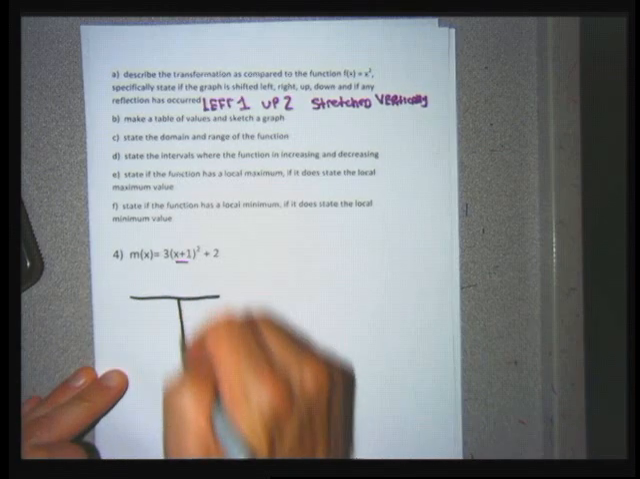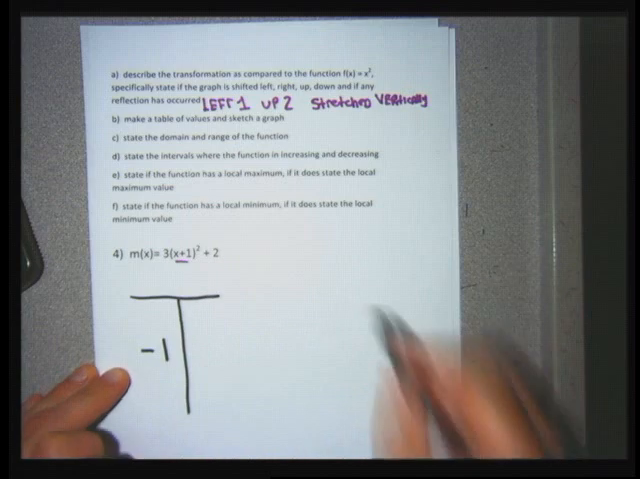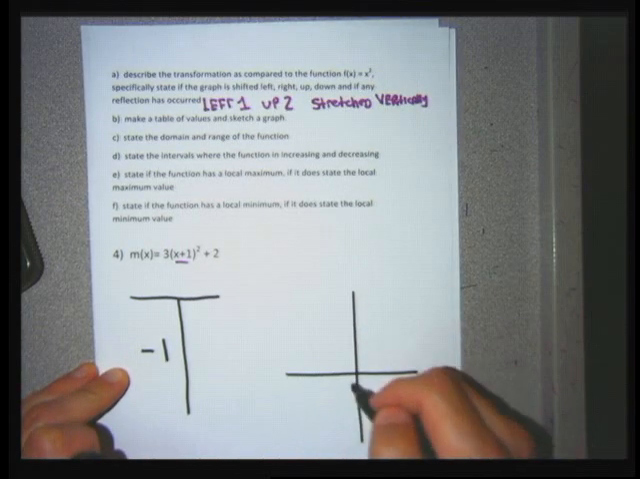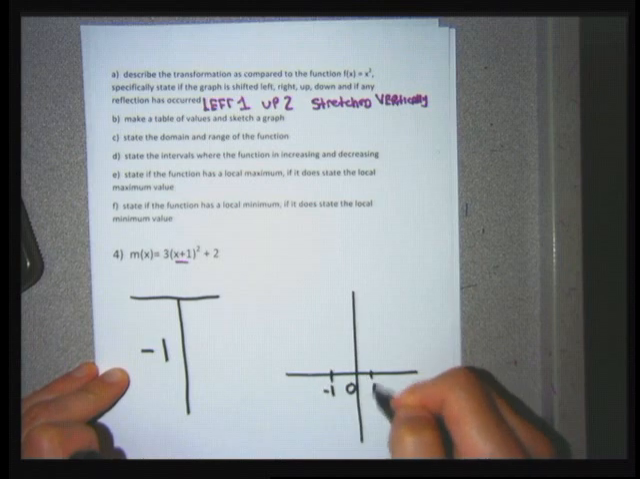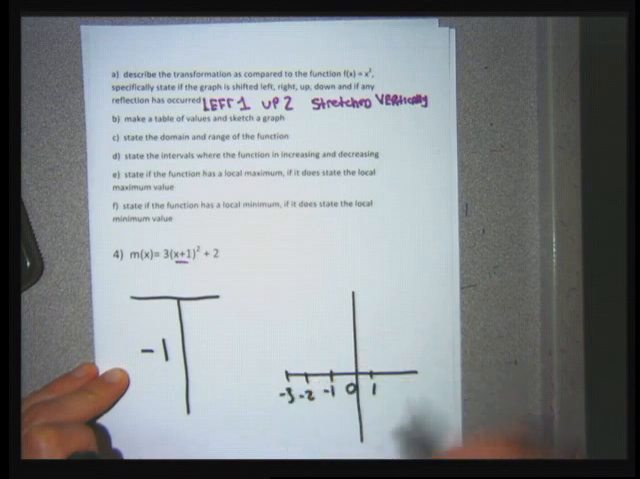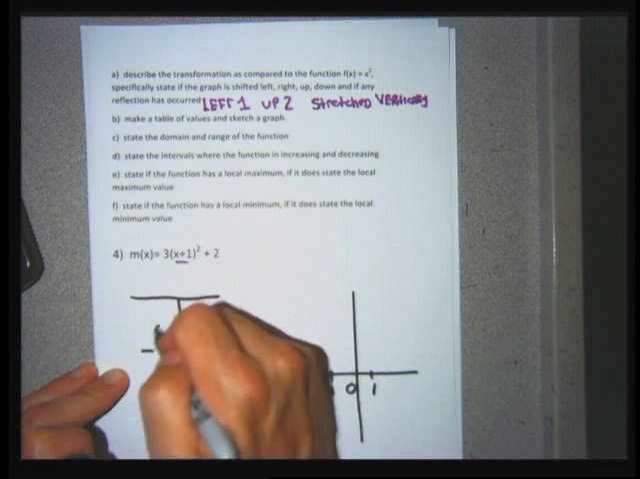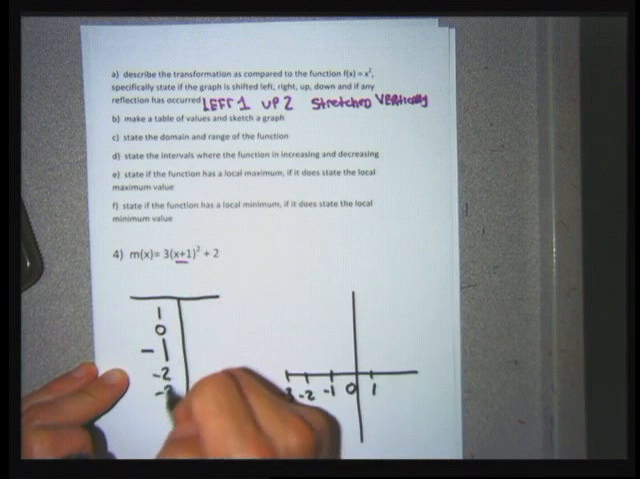Always, when I make my table, I take the number in the middle of the parentheses and change its sign. Find that number on the x-axis. So I'm looking for -1 on the x-axis, and then I'm looking for numbers to the left and right of -1. The numbers to the right of it are 0 and 1. The numbers to the left of it are -2 and -3.